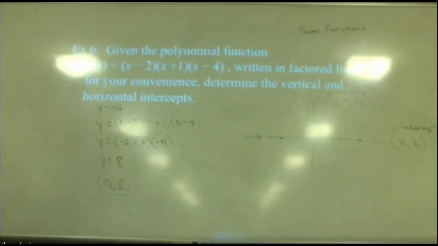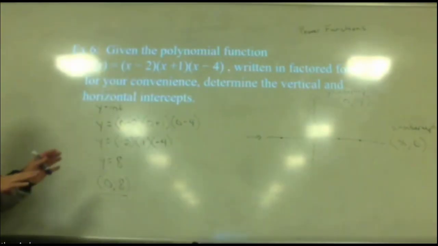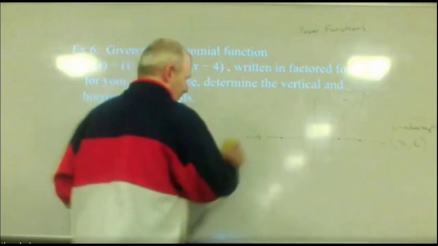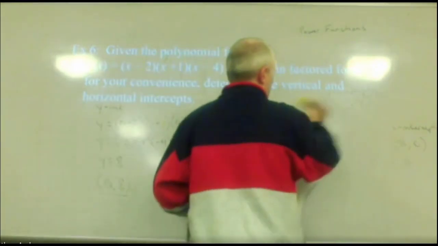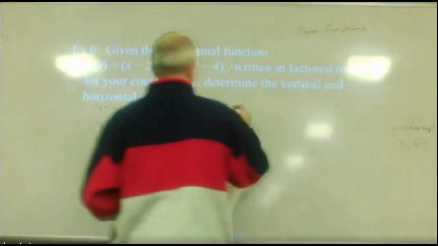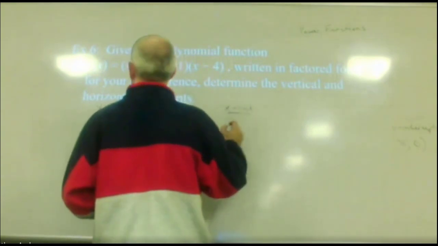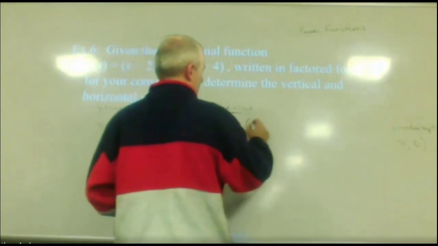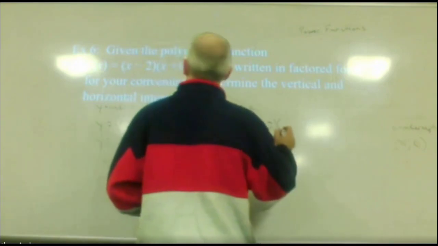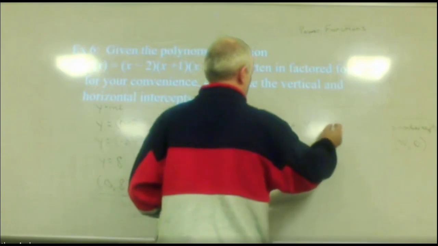Okay. Now, let's check, does that make sense for the y-intercept, how we did it, putting in a 0 for the x's? And for the other one, we're just going to do the opposite, because now we need the 0 to go for the y. So for the x-intercepts, we're going to have 0 equals x minus 2 times x plus 1 times x minus 4.